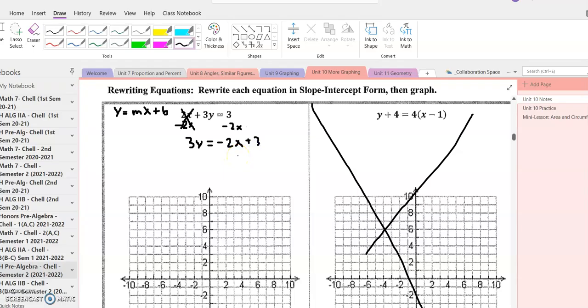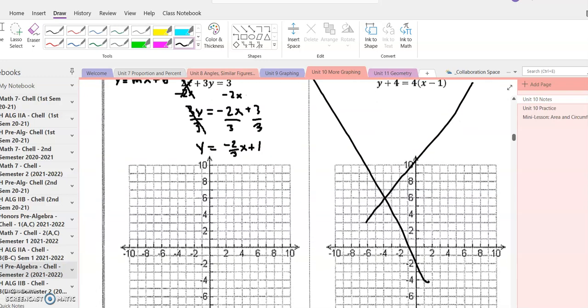And again, the y is still not by itself, so we must divide by 3 on both sides. And make sure you divide everything by 3, not just the -2, or not just the 3, but both the -2 and the 3. Those cross out, we get 1. So we have y equals -2/3 x plus 1.